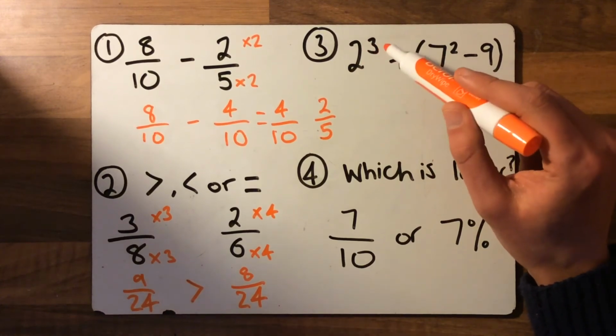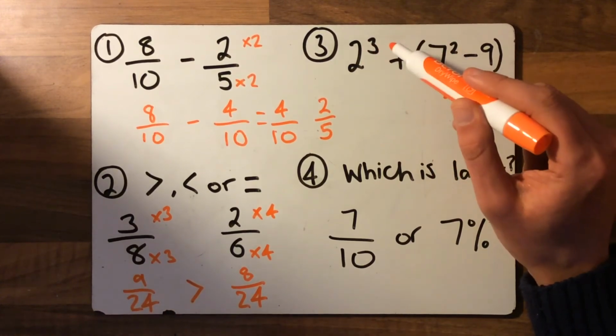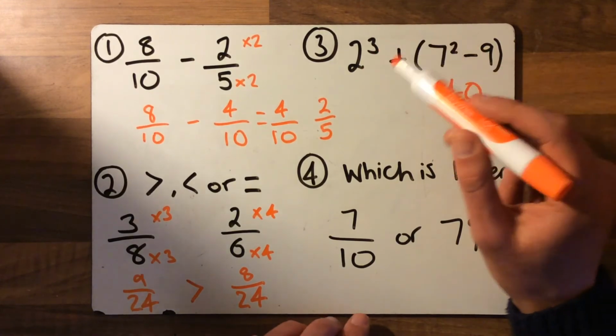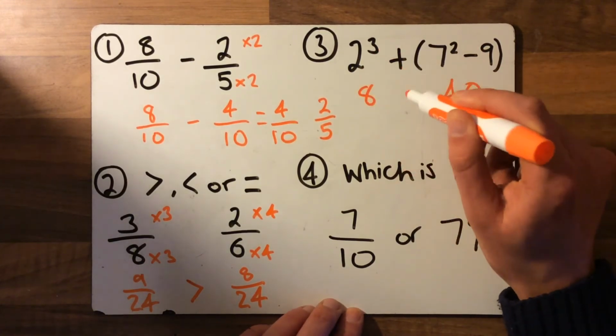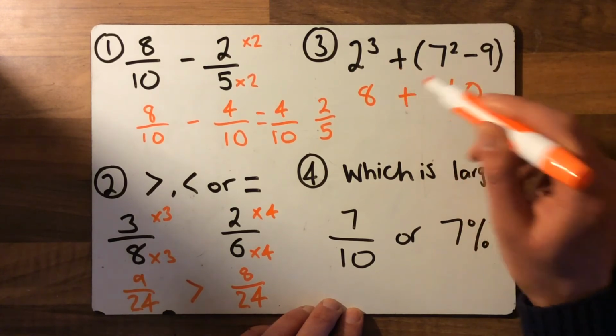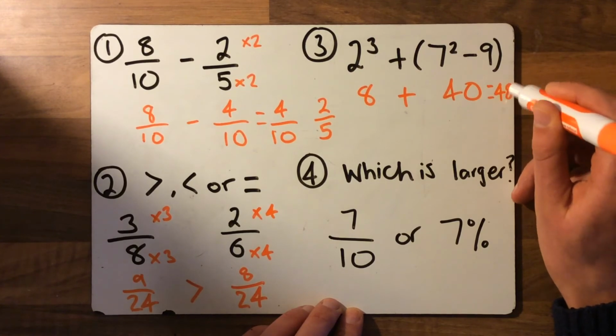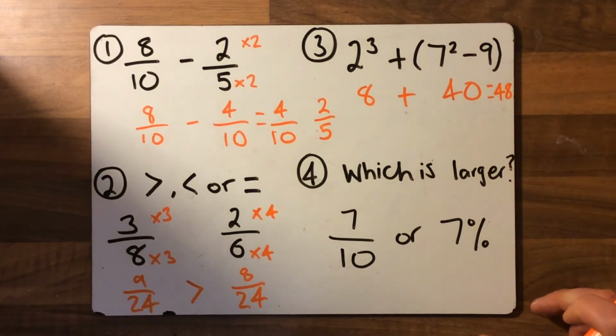Now we can look at the indices here. 2 cubed. Now remember, this is 2 times 2 times by 2. This is not 2 times 3. So 2 times 2 is 4. 4 times 2 is 8. Then we've still got the addition to do here. That's dropped down. Then we've got 40, add 8. Gets us to 48. That's the answer there.